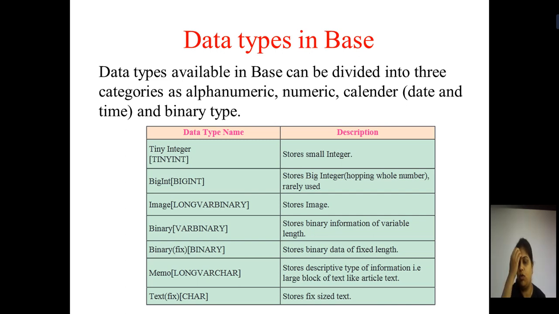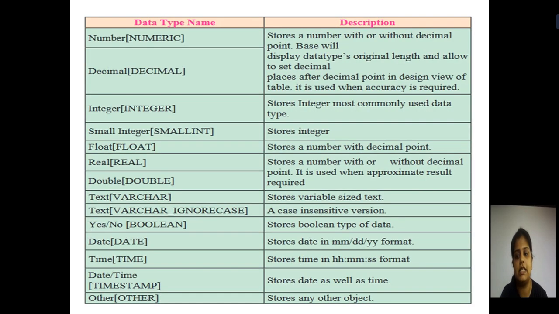Next is the memo. In memo you can have the descriptive information of the data which is stored. It may be any type of text or any type of article which is stored in your database. Next is text, in which you will store the fixed amount or the fixed size of data.